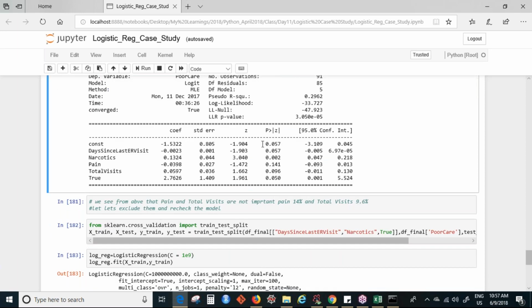Okay, so these are the p-values you see. The p-values are all less than 5% except one. So this pain variable has a higher p-value. So maybe I can run it once again and exclude the pain variable. The others are all significant, so I'll keep them.